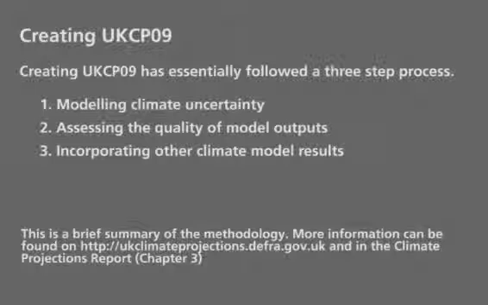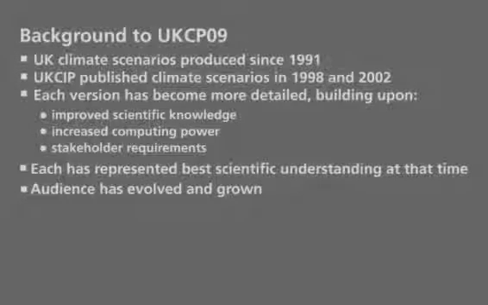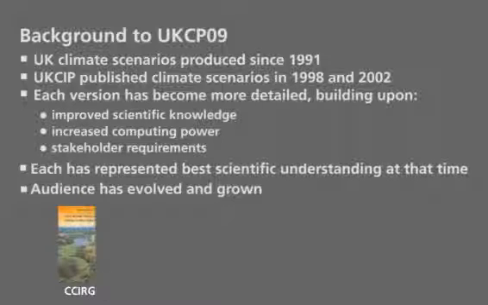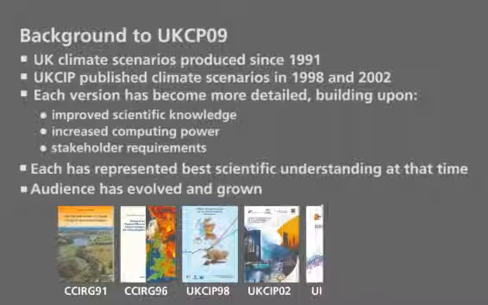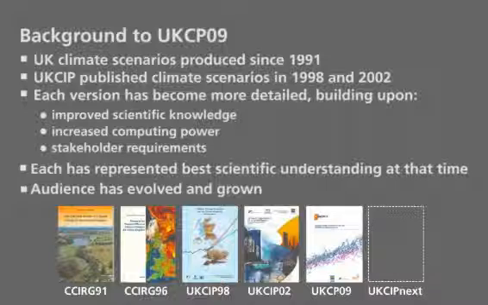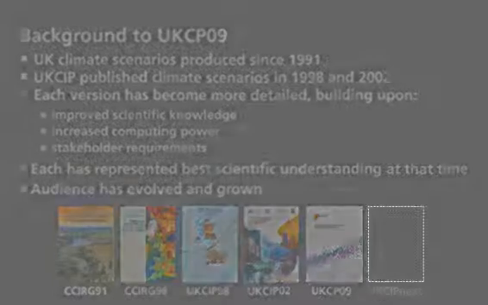But before we do that, it's worthwhile understanding where UK CP09 has come from. The first UK climate scenarios were produced in 1991 and since then have been published at regular intervals. Each version has become more detailed, building upon our improved scientific knowledge and our increasing computing power. But perhaps most importantly, over time, the stakeholder requirements have changed, going from a very academic exercise in 1991 to the present day where anybody with an internet connection can access the 25 terabytes of data that underlies the projections.